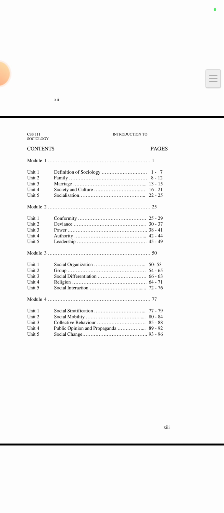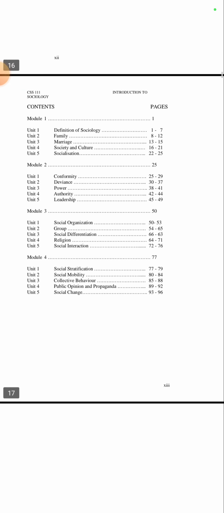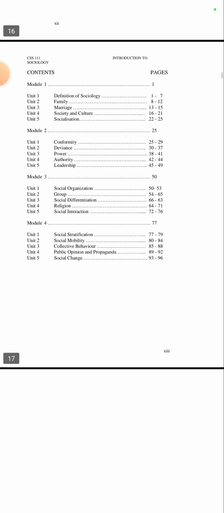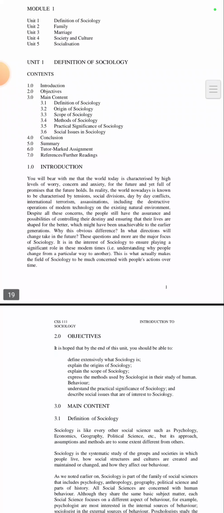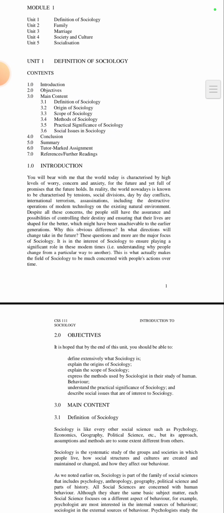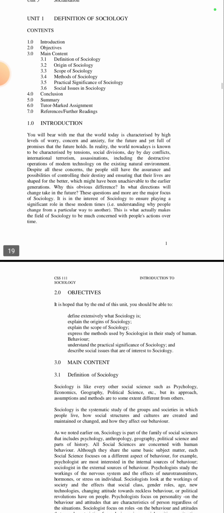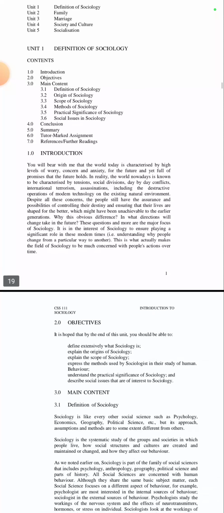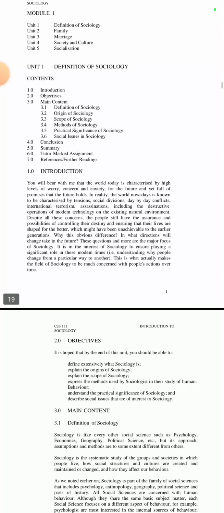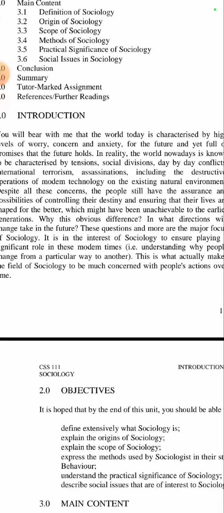Now, this course has 4 modules. Today, we'll be starting with Module 1, and we'll be looking into Unit 1 and Unit 2 of Module 1. Unit 1 says, Definition of Sociology. We have the introduction.